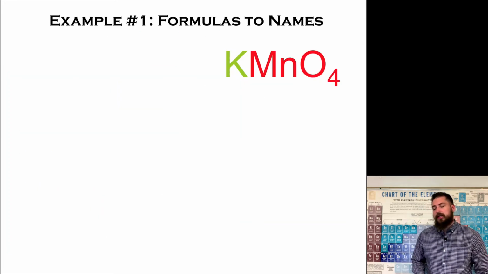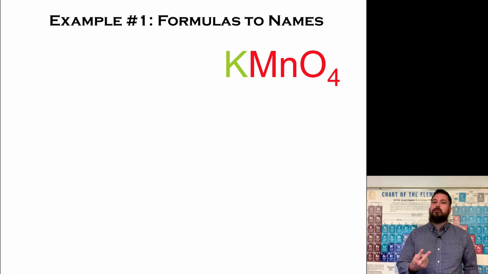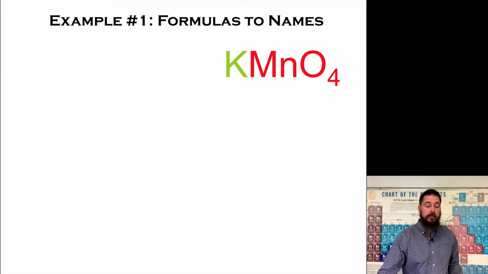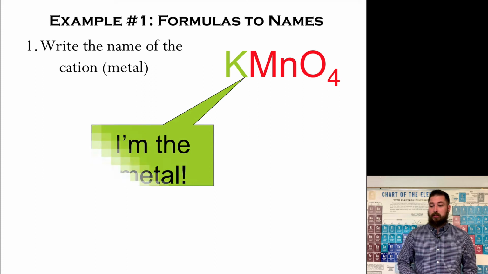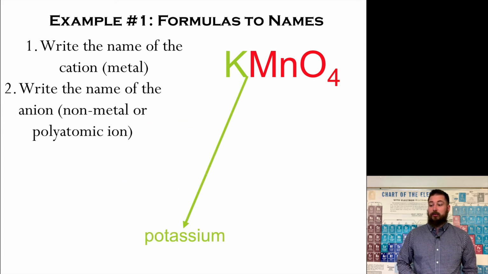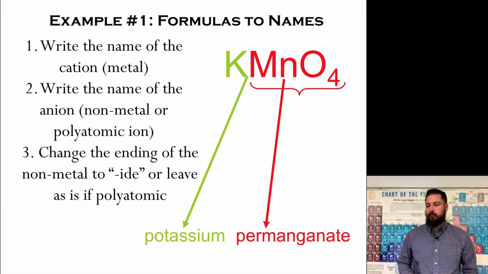All right, so let's go ahead and talk about how we name this. Whenever you have a compound that has more than 2 types of atoms, it's going to have a polyatomic ion. So notice here how MnO4 is actually on your list in your booklet, and that is permanganate. The way you name this is you just name the first element there, so potassium, okay? And then the second part is just permanganate. There's no changing the ending or anything. You just name it what it is in your booklet. And so it's very straightforward. So it's potassium permanganate.